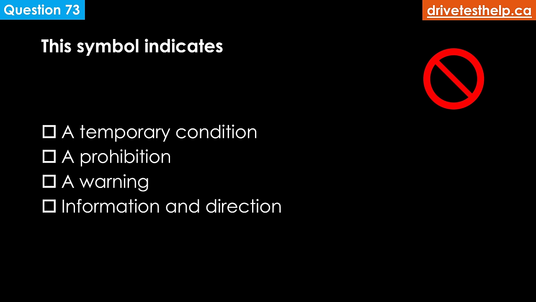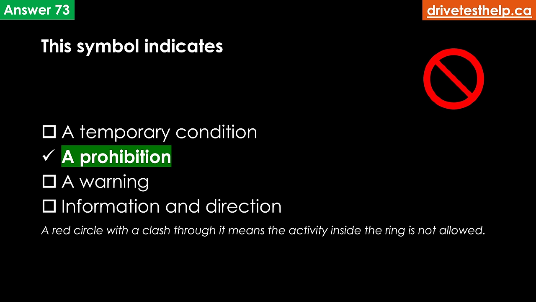This symbol indicates a temporary condition, a prohibition, a warning, information, or direction. Correct answer, a prohibition. A red circle with a slash through it means the activity shown inside the ring is not allowed.